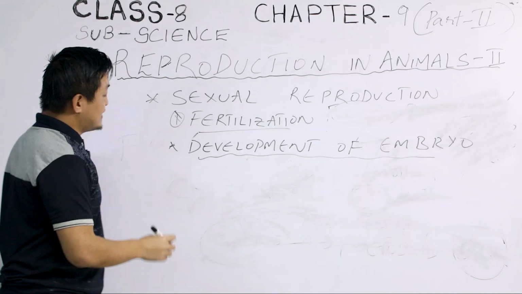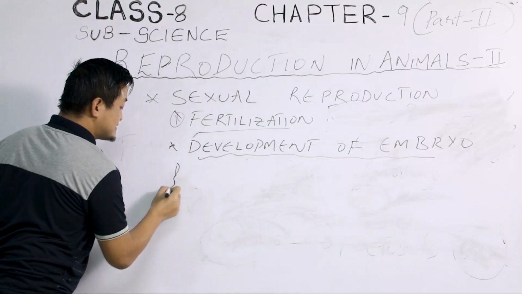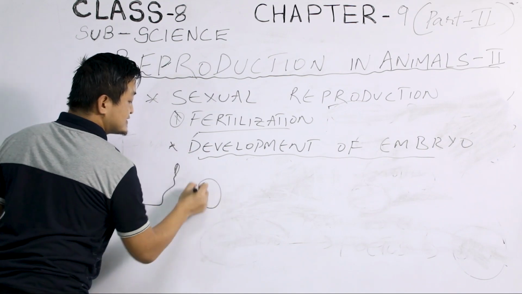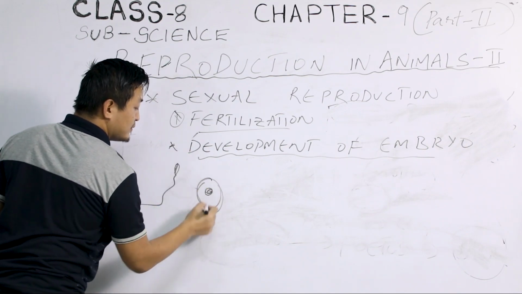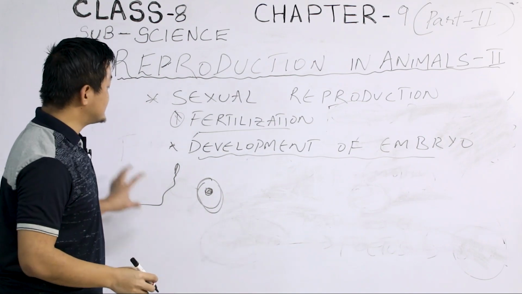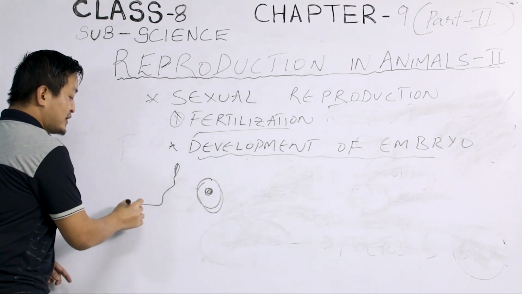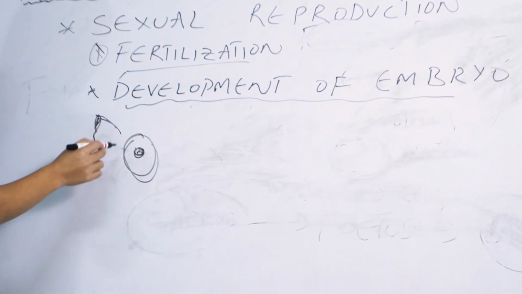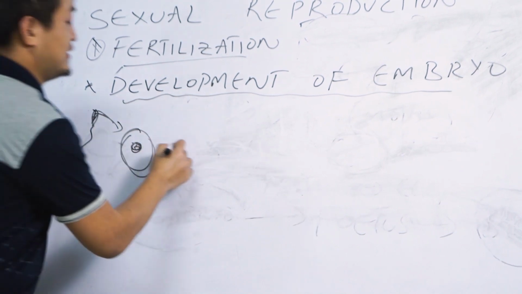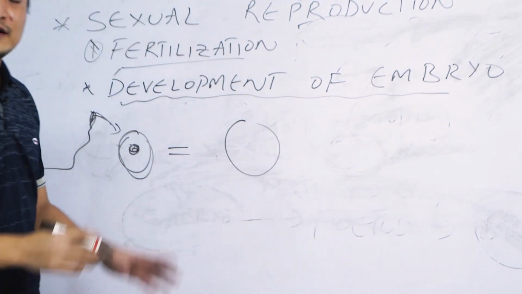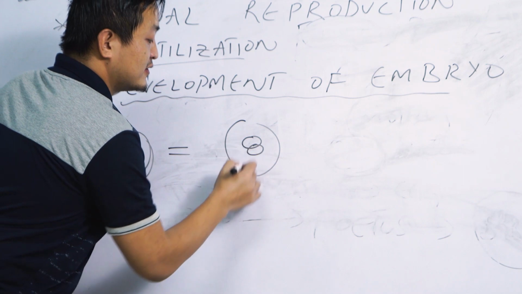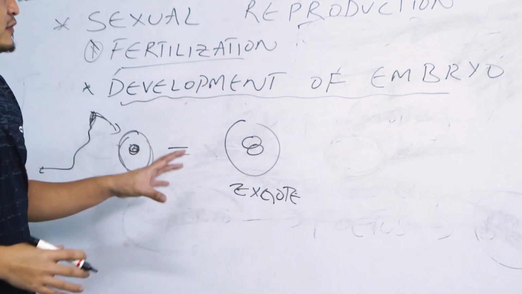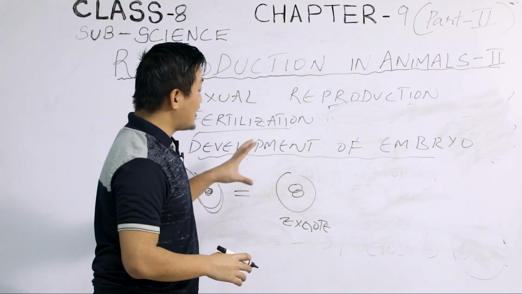Students, let's say this is the sperm and this is the egg for the female. This is the tail part, this is the head part, and this is the middle piece. During fertilization, it has given rise to a zygote, a single nucleus. So this is the zygote. Now, what happens after this?